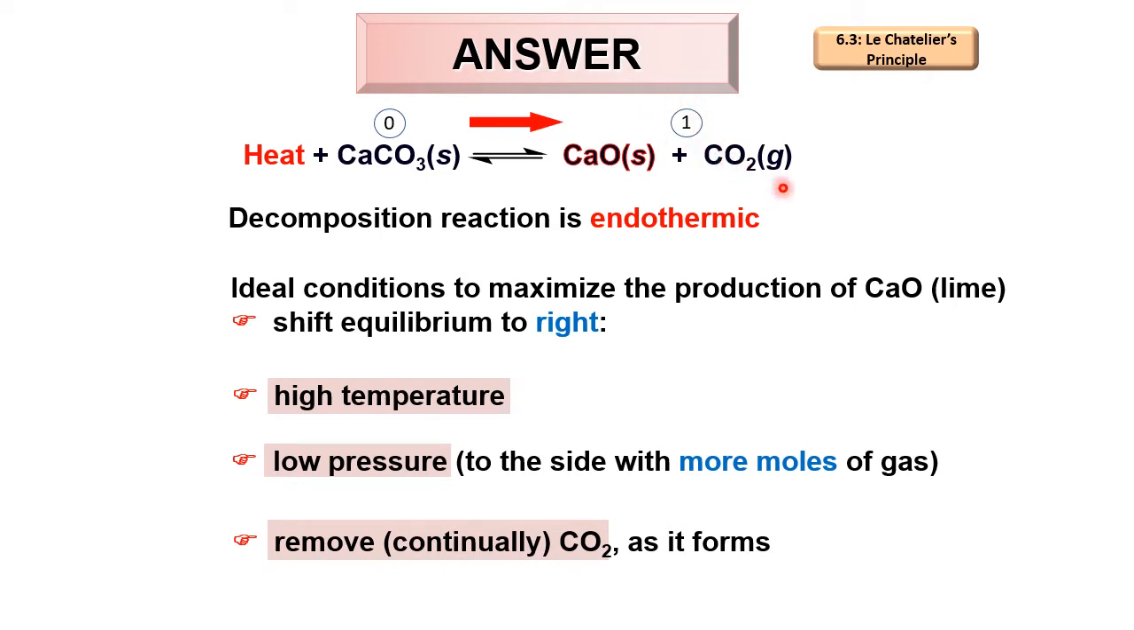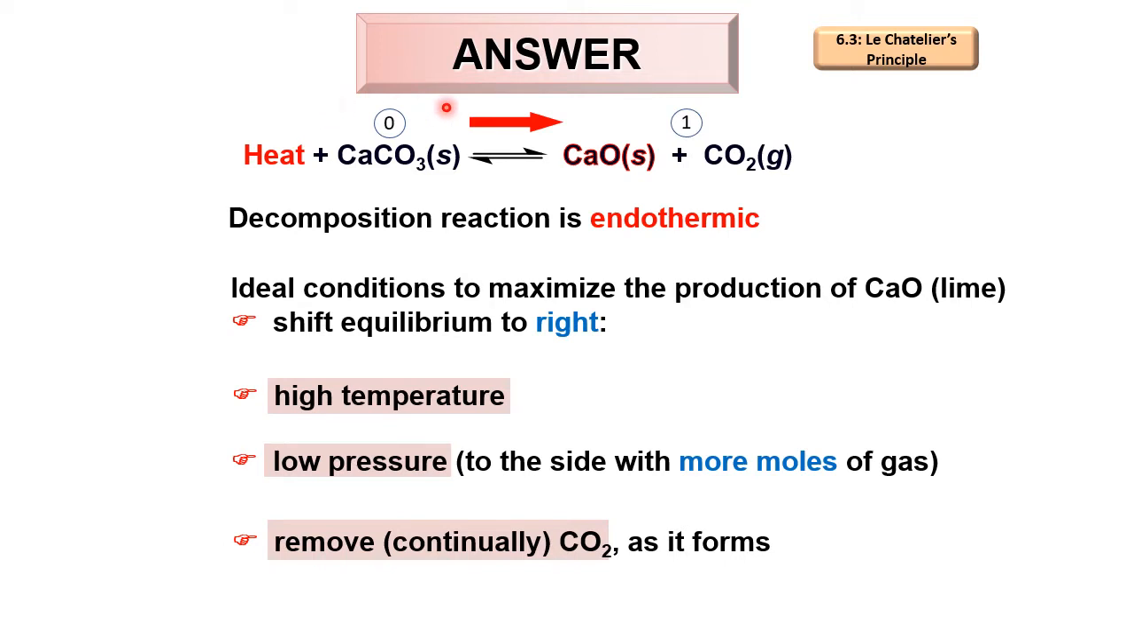CO2 is 1 mole because there is 1 mole of gas over here. The decomposition reaction is endothermic. The ideal condition to maximize the production of calcium oxide is for the equilibrium position to shift to the right side. So how do we shift to the right side?